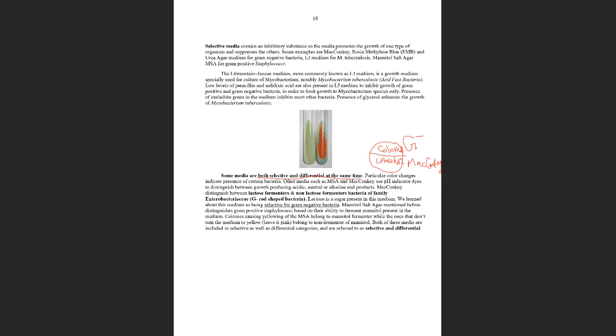Blood agar is only differential. Most selective media that we use are also, not all of them, but most of them, also differential. Okay, so you can read the rest of the paragraph. That's what this is talking about. Let me go back to my next page.